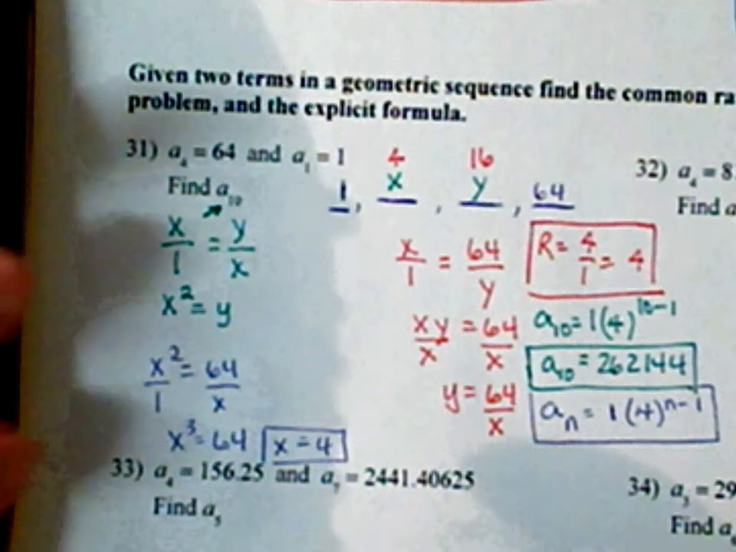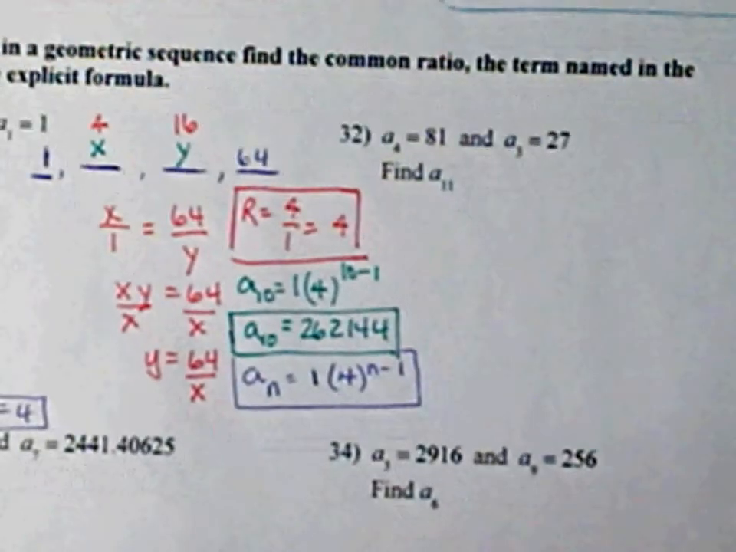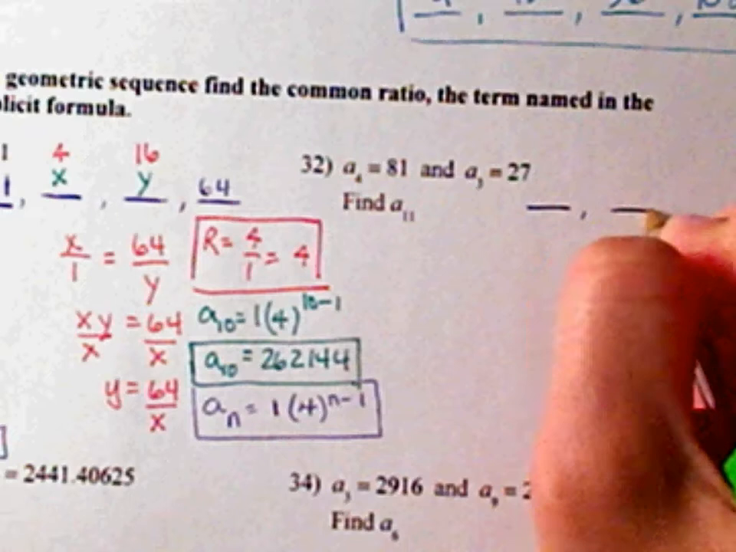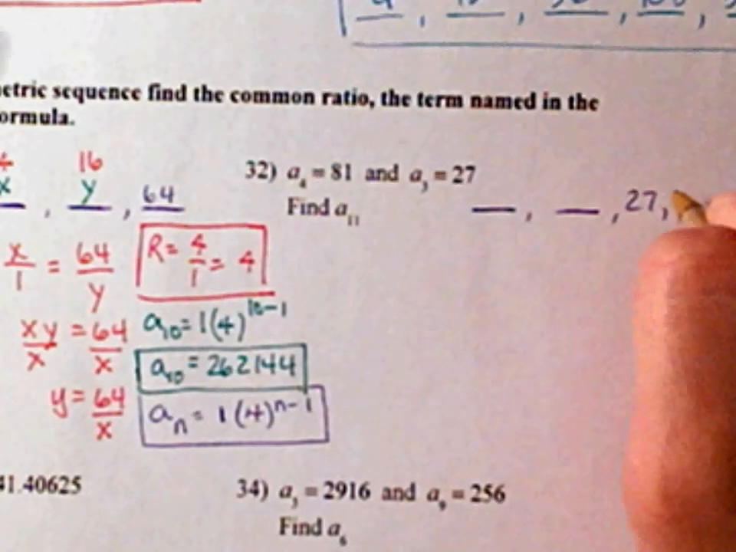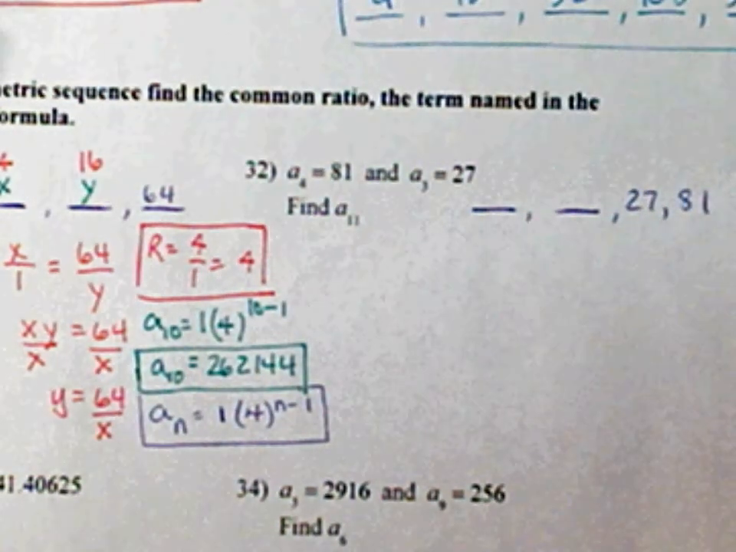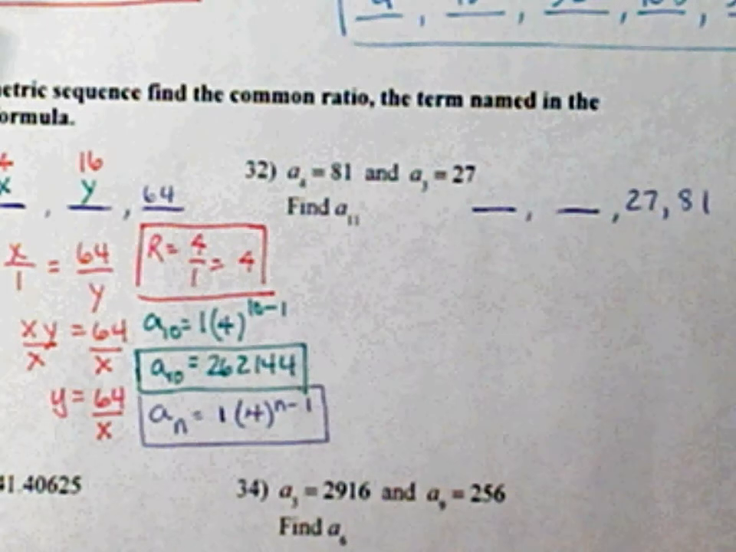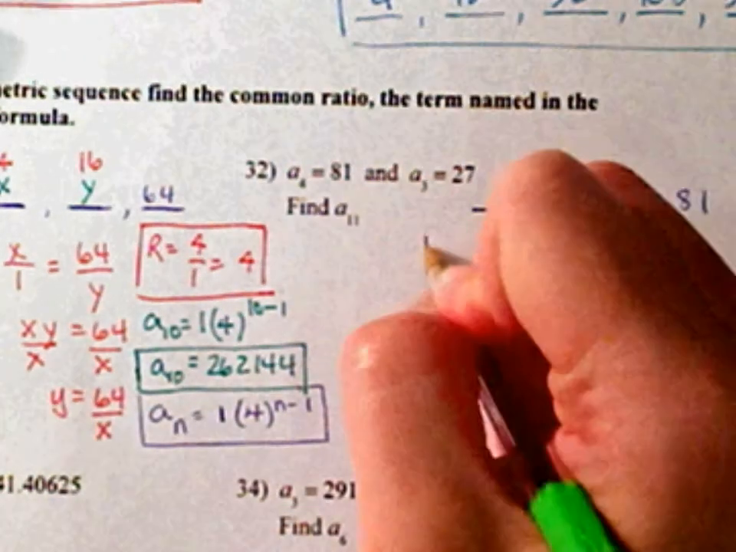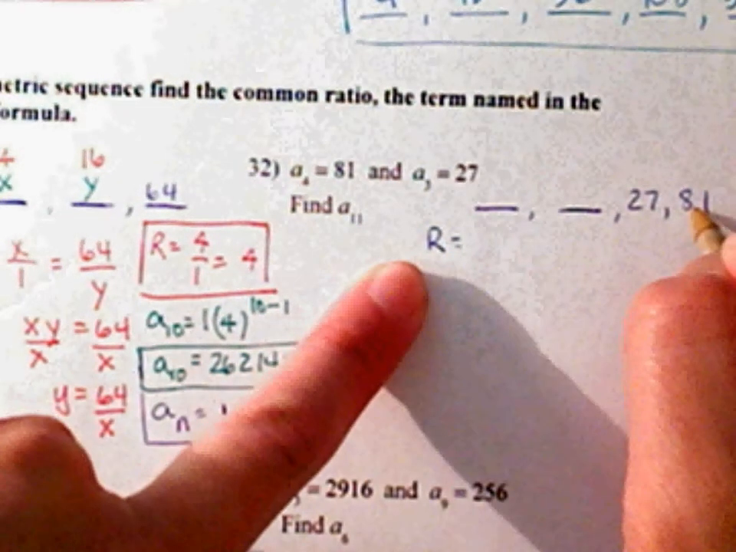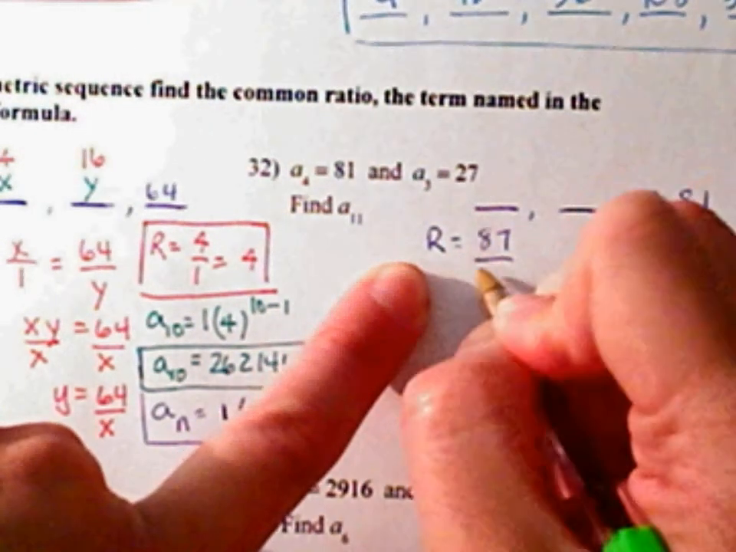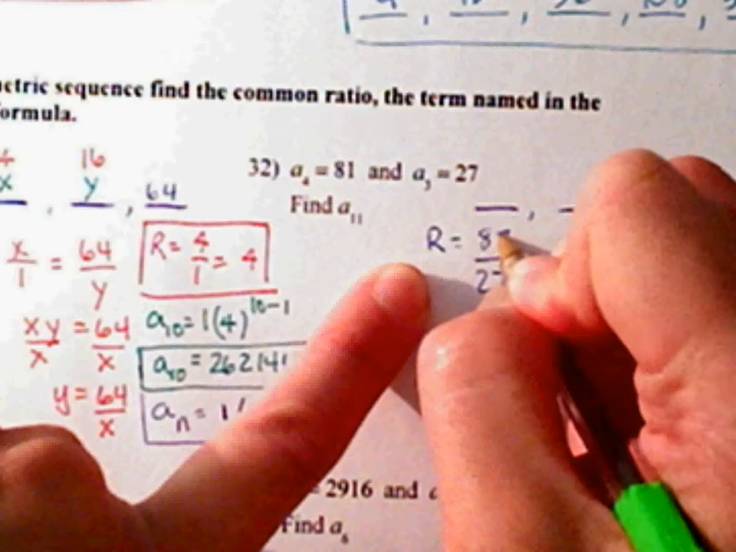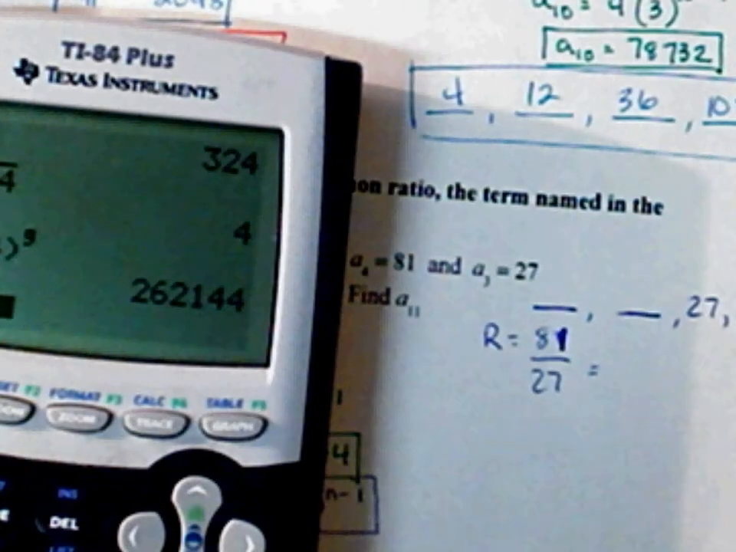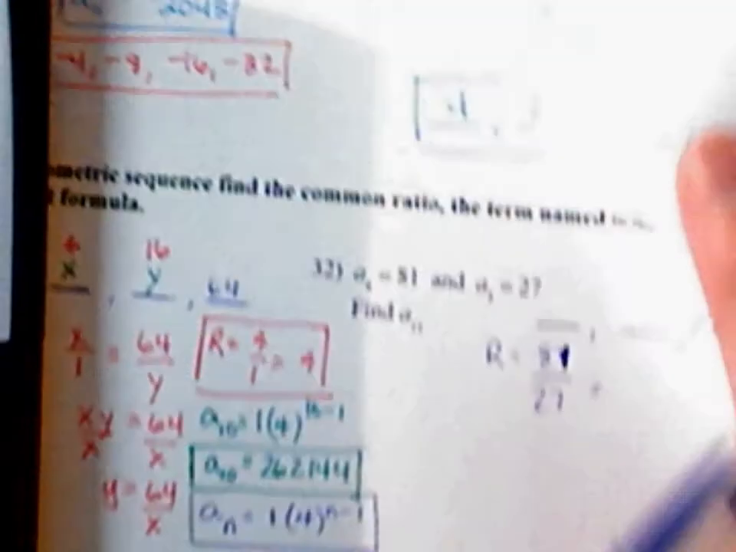32, here we go. Let's take a look at 32. You want to find the first term, second term. We know the third is 27, and we know the fourth is 81. All right. So this one is a lot easier. You won't have to do all the work that you had to do in 31, because all you have to do is find the common ratio. Common ratio, 81 over the previous one. So what is 81 divided by 27? That's a 3. So your common ratio is a 3.